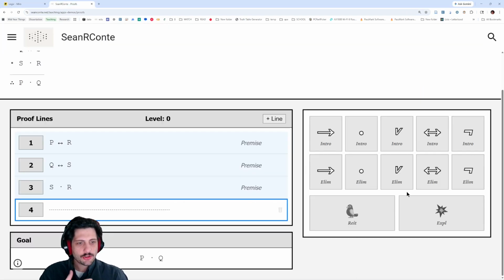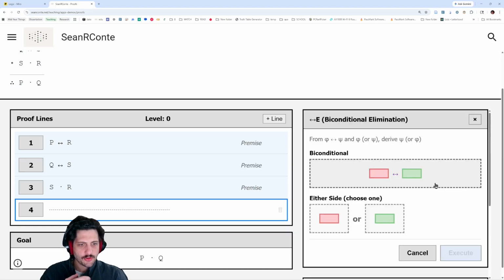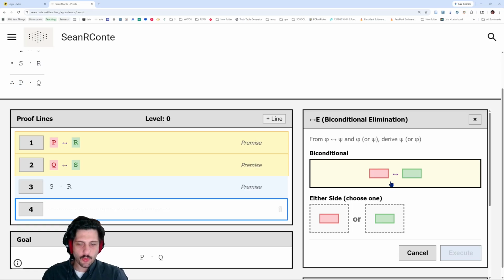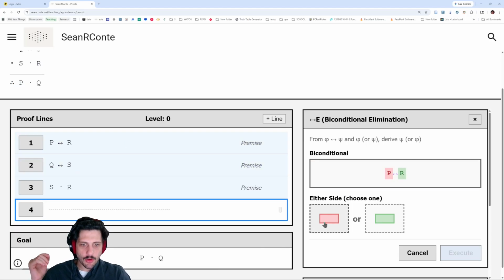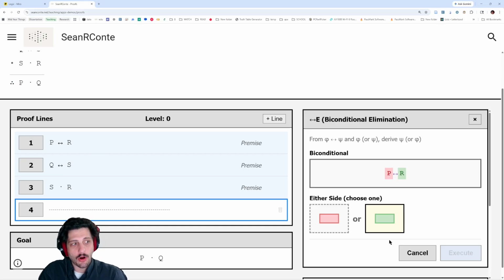So let's look at an example in our program. Suppose we wanted to do a biconditional elimination, and I select which biconditional I want to work with. So suppose I choose this one. Well, notice how I don't have either one of the sides right now to work with. The left-hand side would be P, the right-hand side would be R. So in order for me to do a biconditional elim with line 1, I would need to have either P or R already out there, but I don't have either.